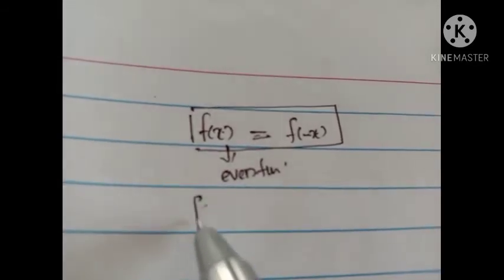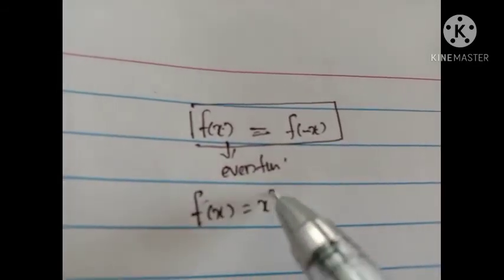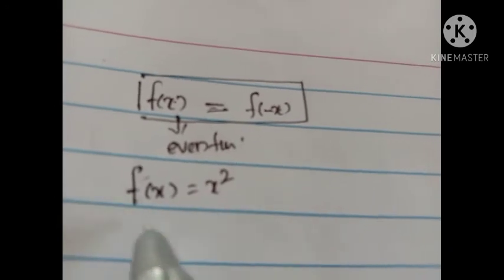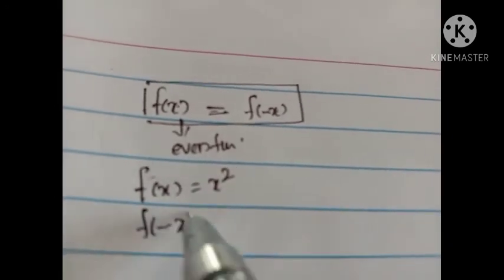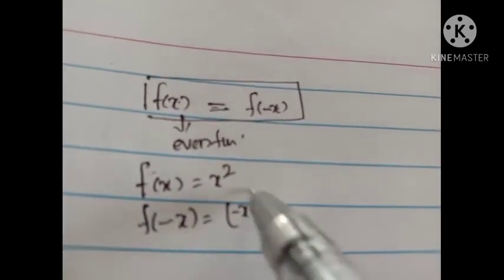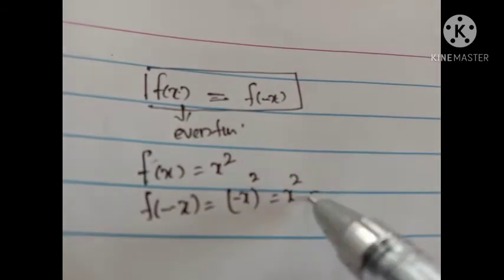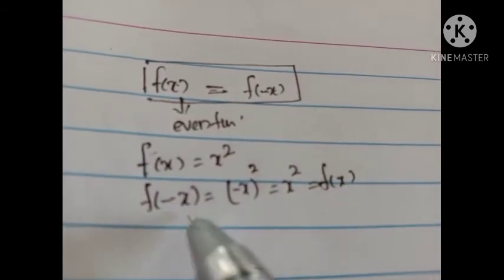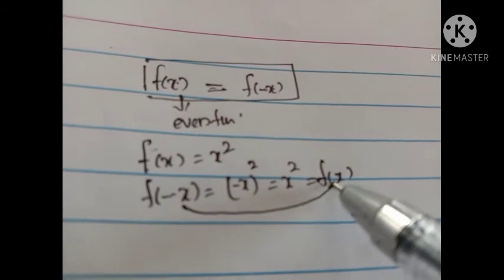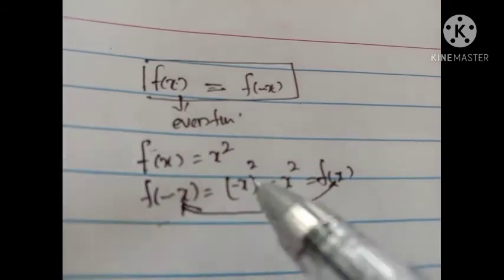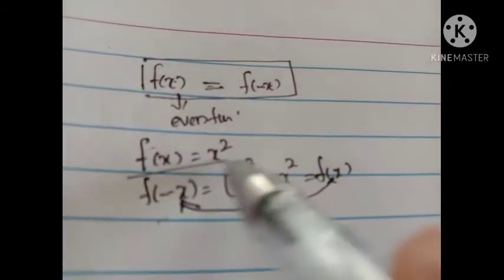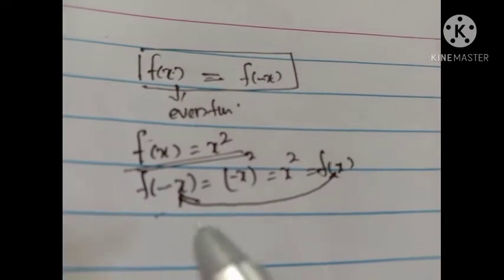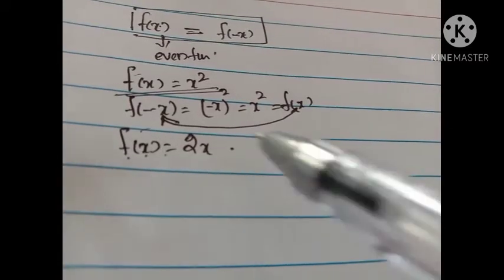For example, f of x equal to x square. It is f of x. So what is f of minus x? It is minus x square, which is again x square. X square is f of x. So if we replace x by minus x, there is no change in the given function and therefore this is an even function.